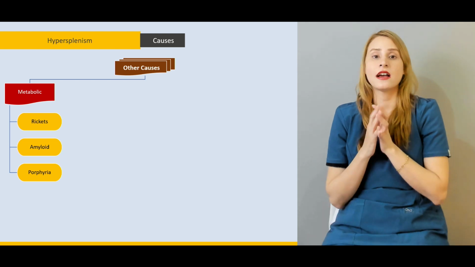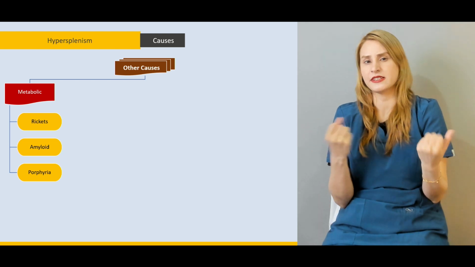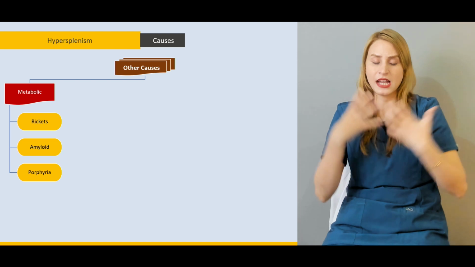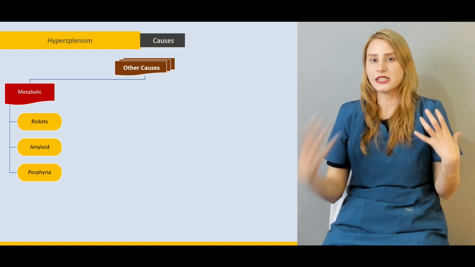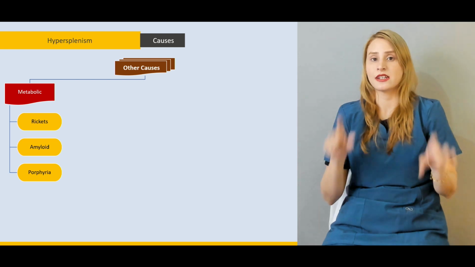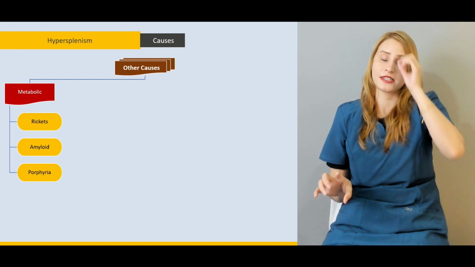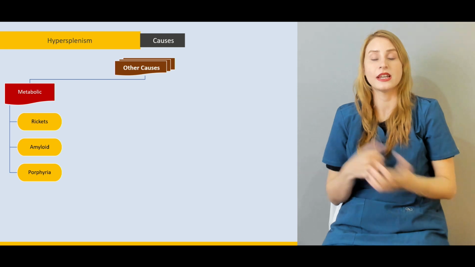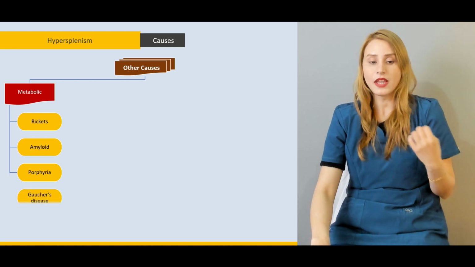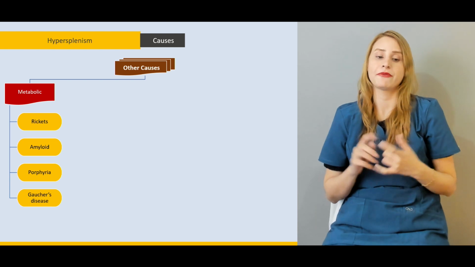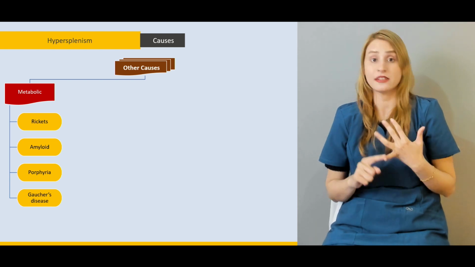Porphyria is a kind of systemic disease. It affects the skin as well, and there's a discoloration of the whole body. But the acute condition is the one in which there's involvement of the nervous system, and the patient can present to you with a stroke, and that can be the cause of death. So the metabolic causes would be rickets, amyloid, porphyria, and Gaucher disease.